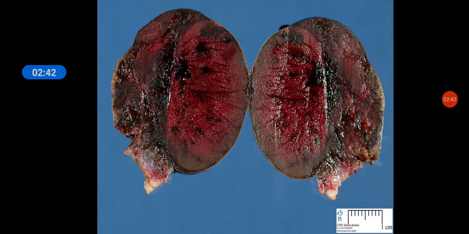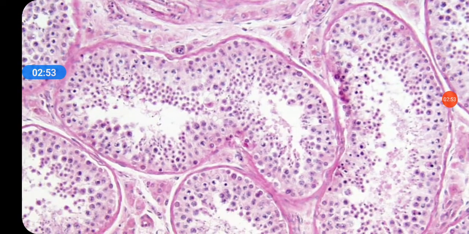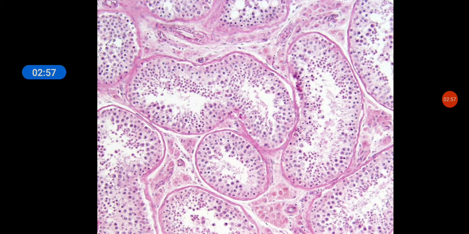Now microscopically, what will you find? What is the normal microscopy of a testis? You will find seminiferous tubules, right? All this which you are seeing is the seminiferous tubules. Each seminiferous tubule has different stages of sperm maturation. These are the germ cells from which spermatogonia and sperms are produced, and this is lined by Sertoli cells and Leydig cells.